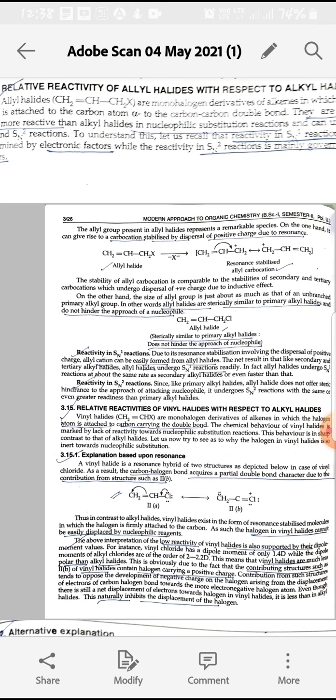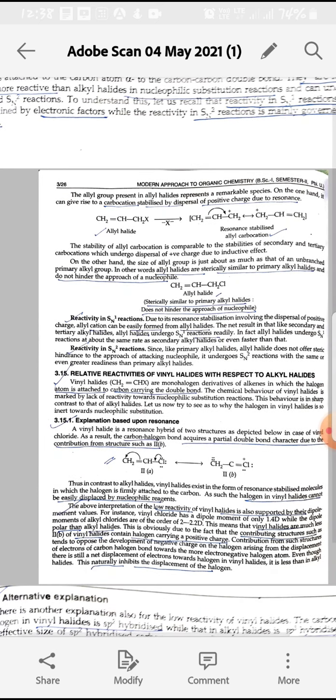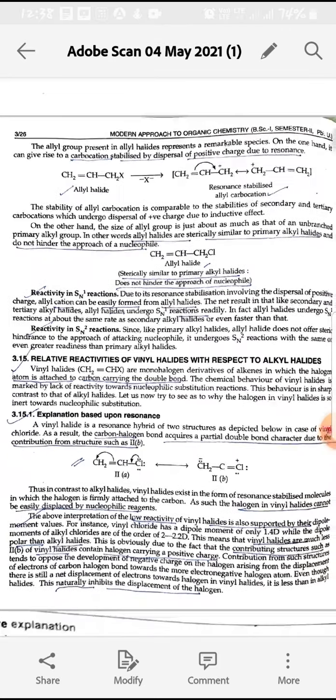SN1 reactions are determined by electronic factors, whereas SN2 by steric factors. So if we take resonance, the first step in the case of SN1 is the removal of X negative and the formation of a carbocation, and that will be a resonance stabilized allyl carbocation. So the stability of the allyl carbocation, being resonance stabilized, is comparable to the stabilities of secondary and tertiary carbocations, that is the dispersal of positive charge due to inductive effect.